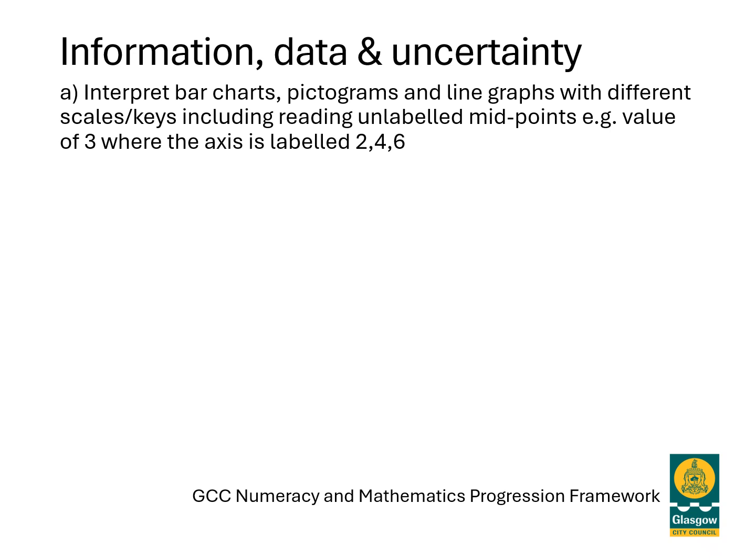Good, right, last teaching point for this primary stage. Interpret bar charts, pictograms and line graphs with different scales and keys, including reading unlabeled midpoints. Okay, so the example given there is if your axis is labeled 2, 4, 6 and so on, then they should be able to deduce where a value of 3 is, even though it isn't appearing on the axis.